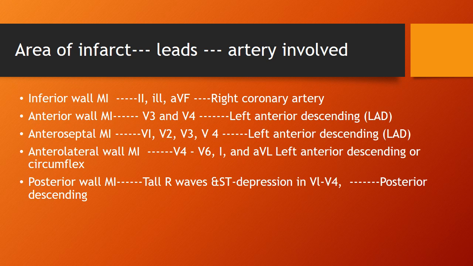Posterior wall MI is due to occlusion of the posterior descending artery, and you will see tall R waves and ST depression in V1 to V4.